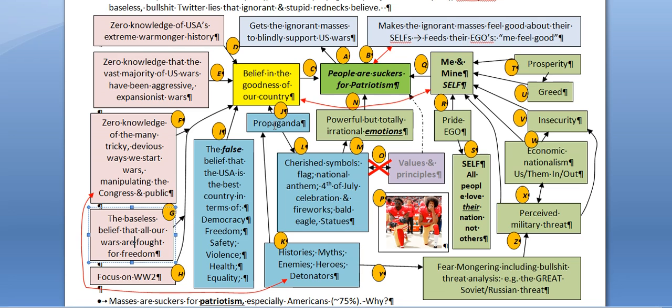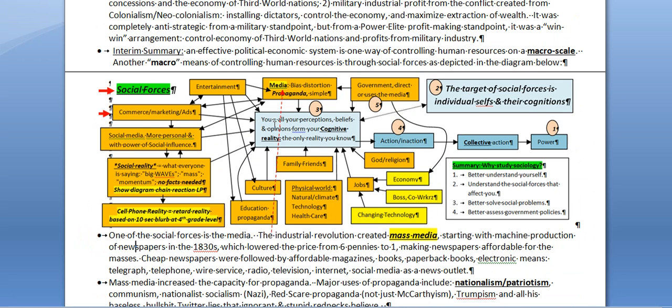From all the sources. From the government, from the media, from entertainment, from commercial marketing, advertising, from social media, social reality, from your parents. They feed you this crap. From our culture. All the damn symbols in our culture. National symbols. Education, propaganda. Right?